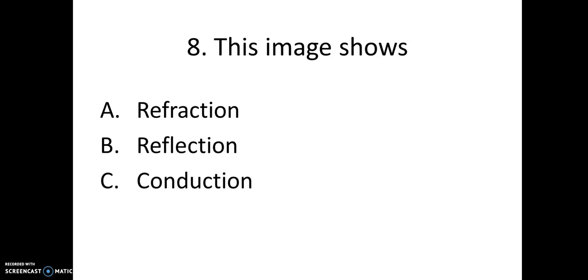All right, our last section that we're covering is light energy, something that we covered this week. We have a picture that is in your book. I couldn't find that picture, so you're going to have to look in your book. But this image shows, is it A, refraction, B, reflection, C, conduction? A, refraction. We see the light bending in that water. It's not bouncing back, it's bending, which is refraction.